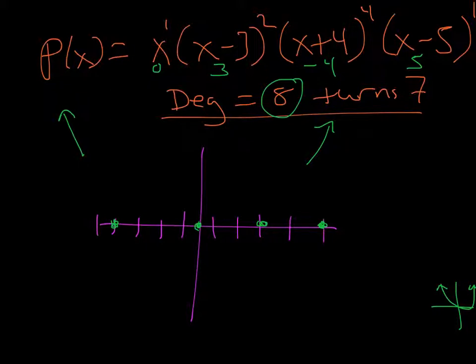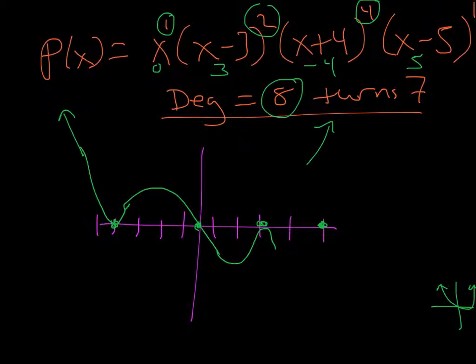So at -4, it was an even number, so I'm going to go down and bounce off of that, because it's even. Then my next 0 is 0, actually, so I'm going to cut through that because it's an odd number. At +3, it is another even number, so I'm going to go back up and just bounce off of that. And at +5, it is an odd number, so I'm going to go up and go off to infinity. So I shouldn't have drawn that. I should have drawn it further to the right.